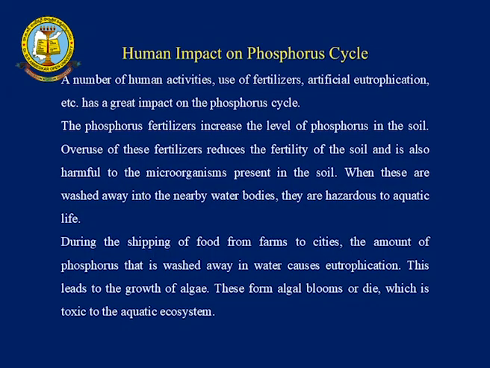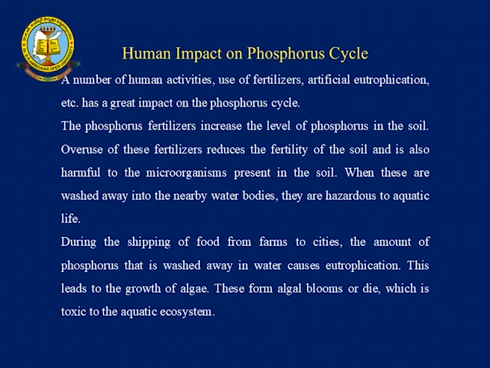Now, how is it going to impact on humans? A number of human activities, use of fertilizers, artificial eutrophication, etc. has a great impact on the phosphorus cycle. The phosphorus fertilizers increase the level of phosphorus in the soil. Overuse of these fertilizers reduces the fertility of the soil and is also harmful to the microorganisms present in the soil.